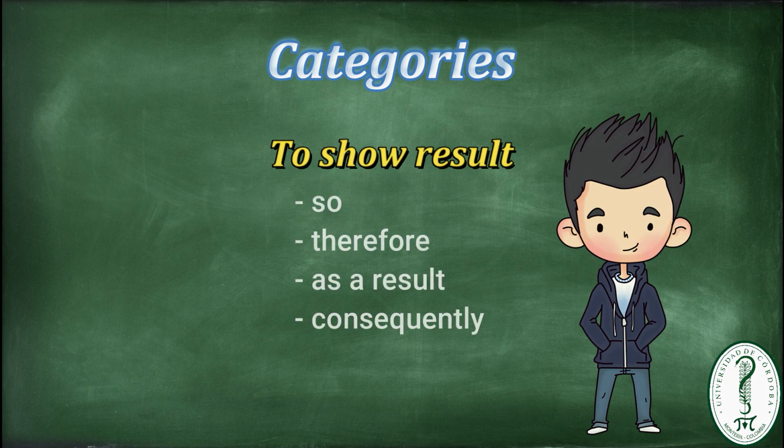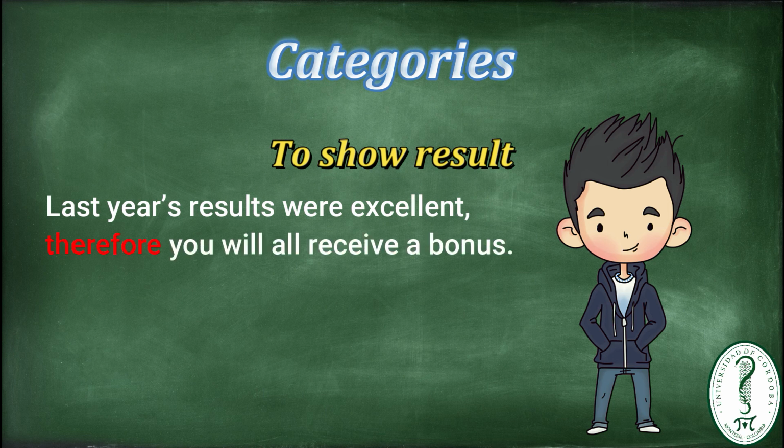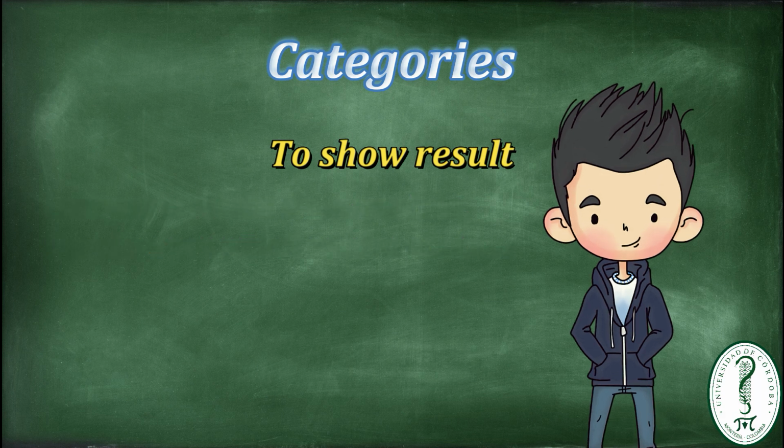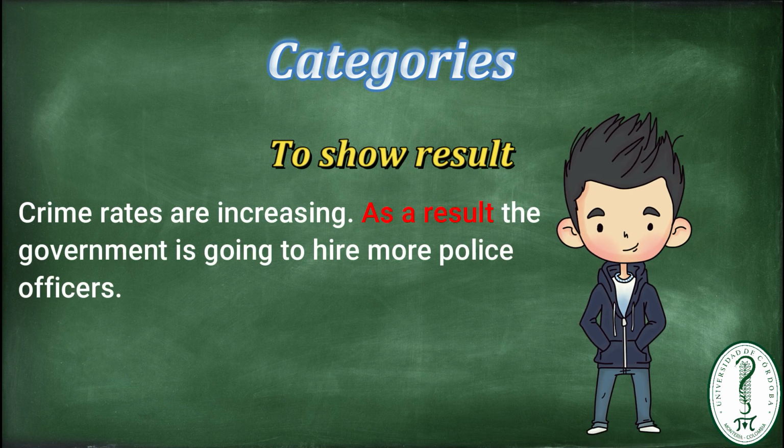Result. When you want to express the consequence of an action, use result connectors. They have a similar meaning. So it's more common in spoken English and is more informal. The others are more appropriate in a formal writing context. For example, last year's results were excellent. Therefore, you will all receive a bonus. Crime rates are increasing. As a result, the government is going to hire more police officers.